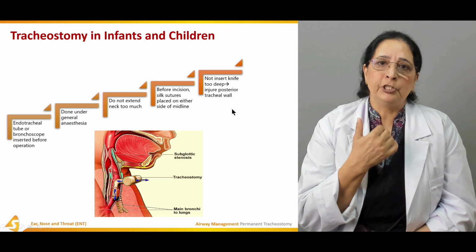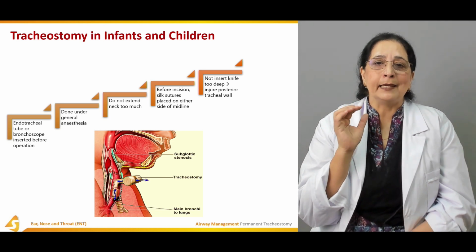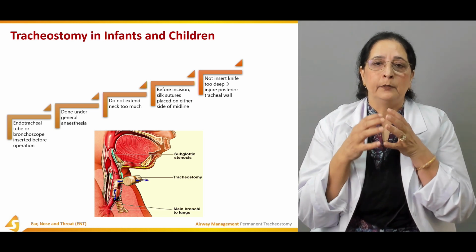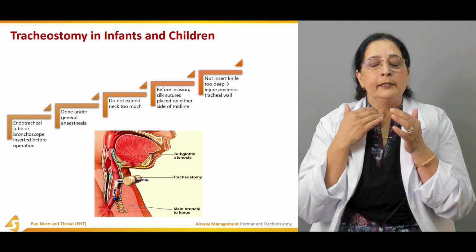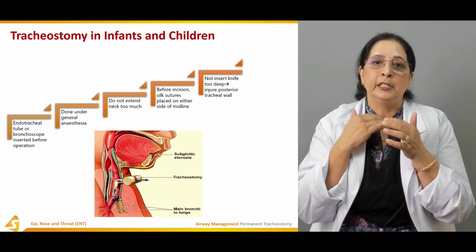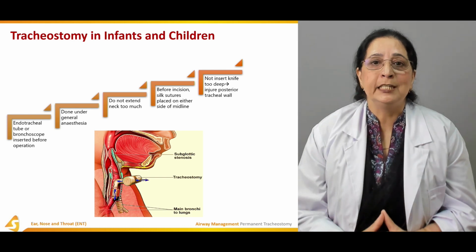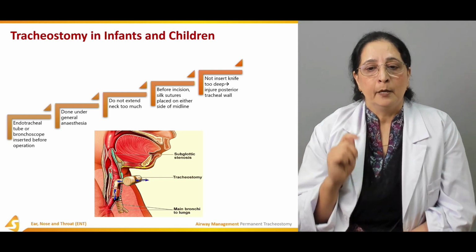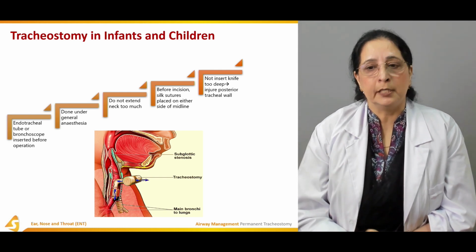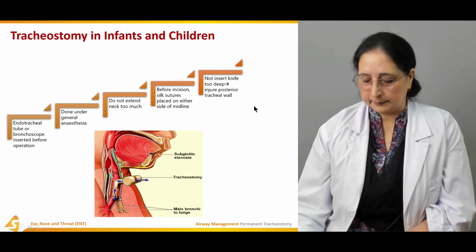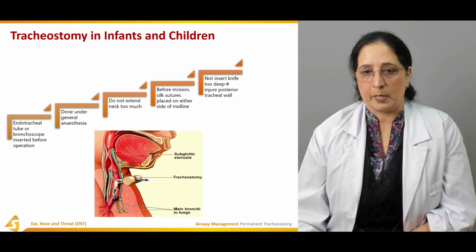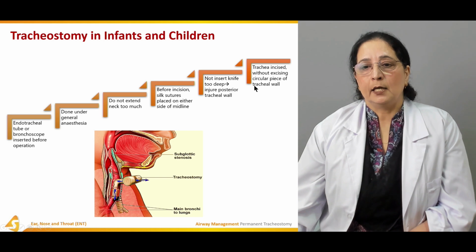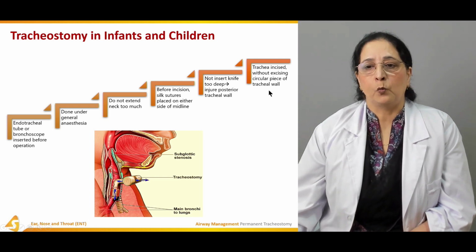So in children, we do not extend the neck too much. The trachea is smaller, not fully grown, so there is a chance of injuring the posterior tracheal wall. So do not insert the knife too deep because of the chance of damaging the posterior tracheal wall, and the neck is not extended too much. The trachea is incised without excising a circular piece of tracheal wall.